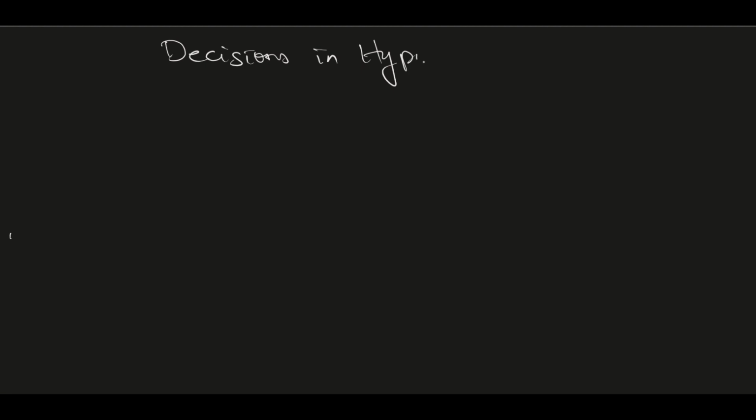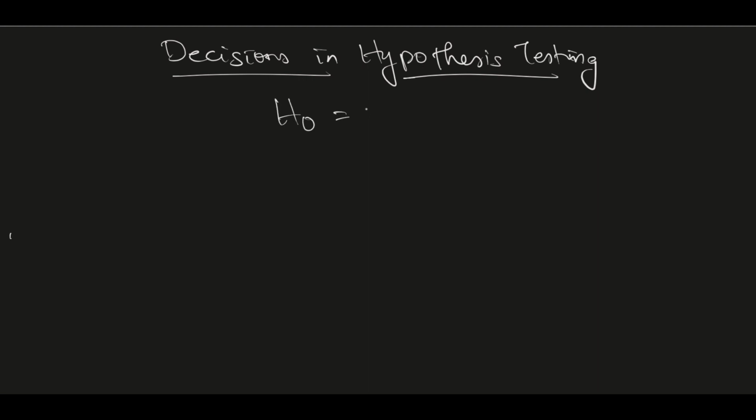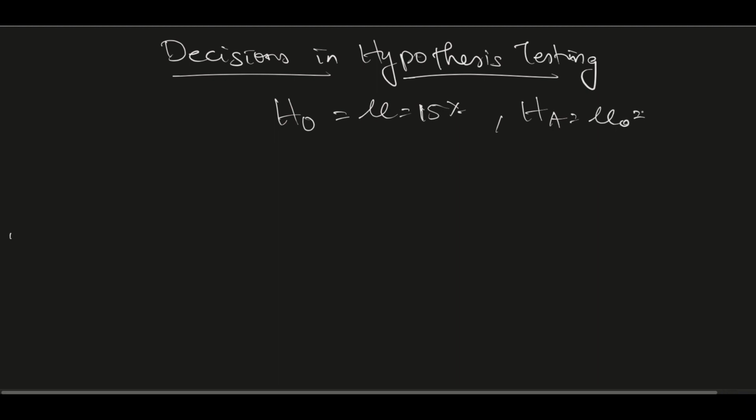Decisions in hypothesis testing. So what would be the outcome when you do this hypothesis testing? Say for example, the null hypothesis is that the mean return of your stock is equal to 15%, and the alternative is that it is not equal to 15%. So this is the null hypothesis.